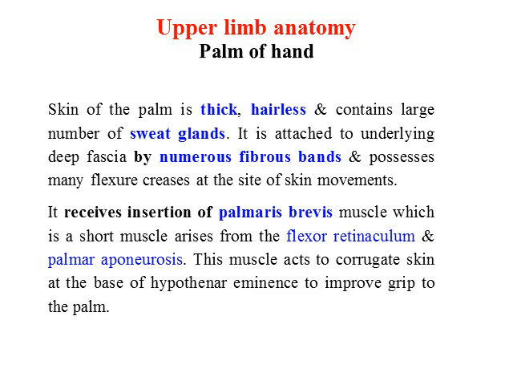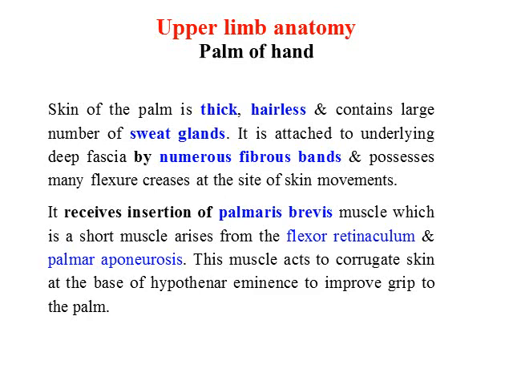palm of the hand. The skin on the palm of the hand is thick and hairless, and it contains a large number of sweat glands, and it is devoid of sebaceous glands. The skin on the palmar surface of the hand is firmly attached to the fascia by means of numerous fibrous bands, and the skin is characterized by having many flexure creases at the site of skin movement.